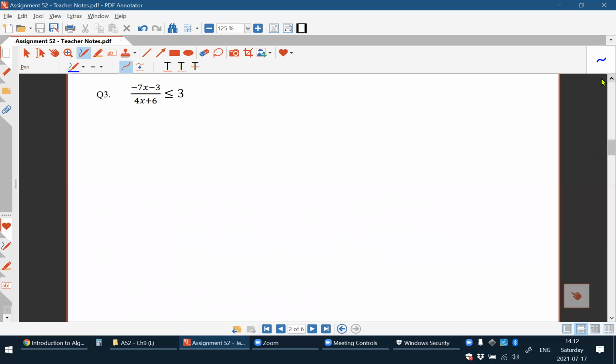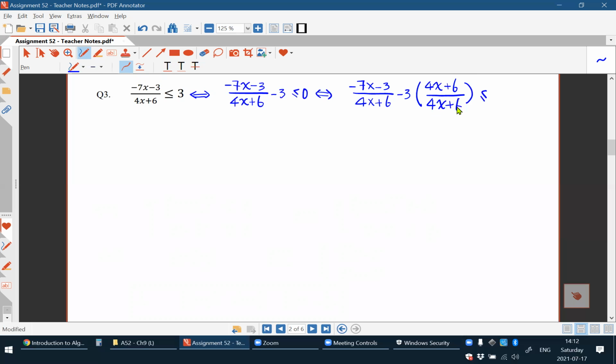And this time we have a ratio that is smaller than or equal to 3, right? First of all, again, we put everything on one side and rewrite the expression using the common denominator, which is 4x plus 6, right? And this is smaller than or equal to 3.